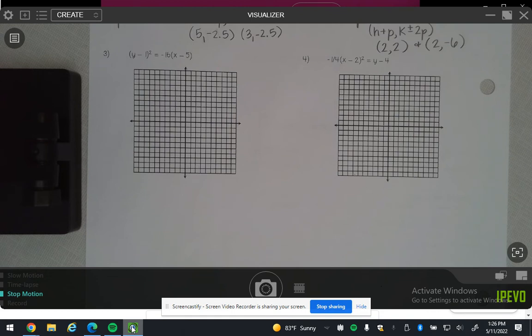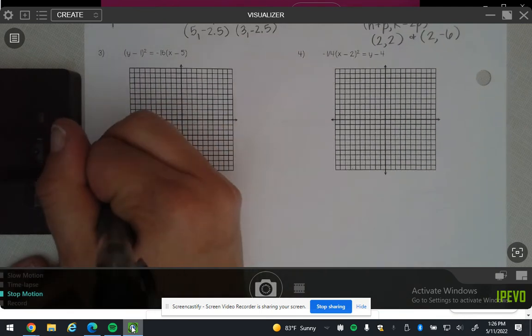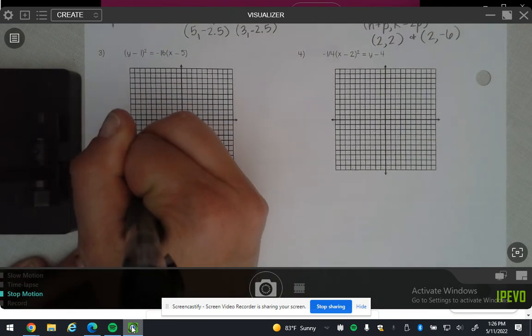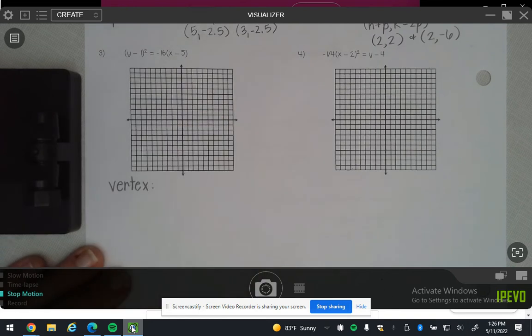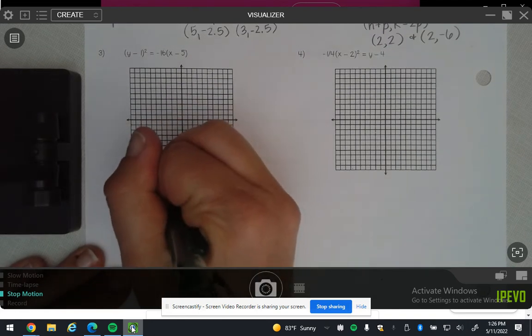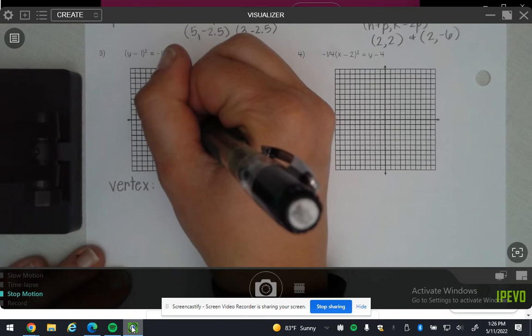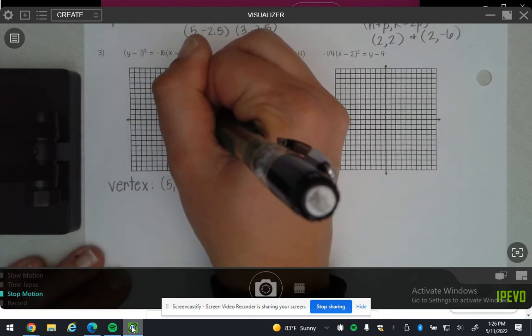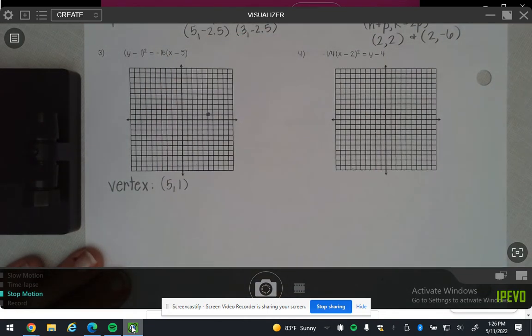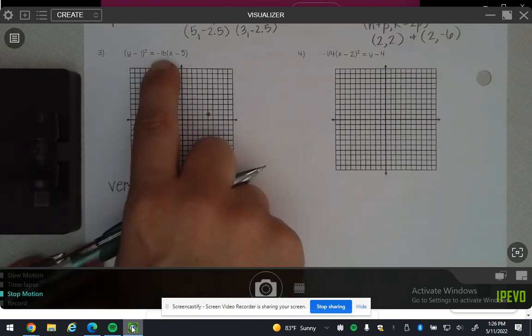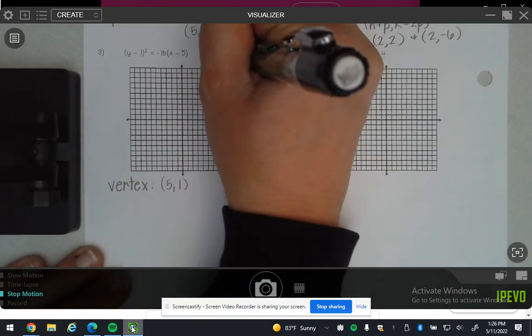Horizontal or vertical? Horizontal. Why do you know? Starts with what? Starts with Y, so it's horizontal. Vertex. 5, 1. Now, you got to know if it opens left or right. Look here. Is this a positive or a negative number? Negative, so it's going to open left.